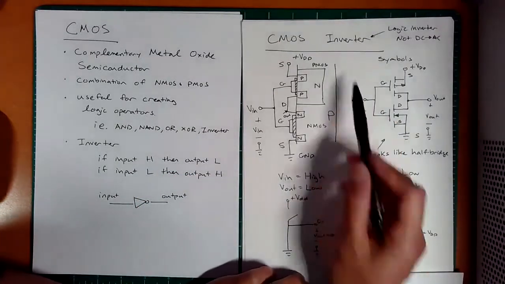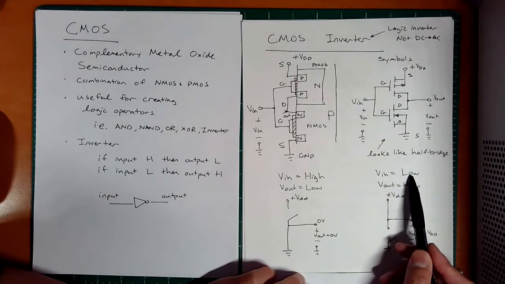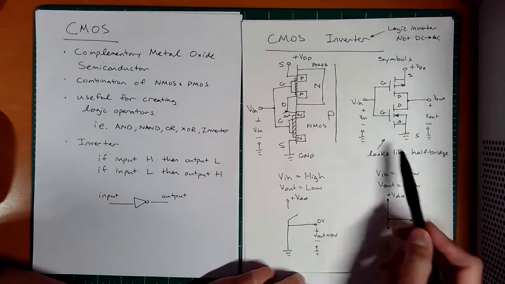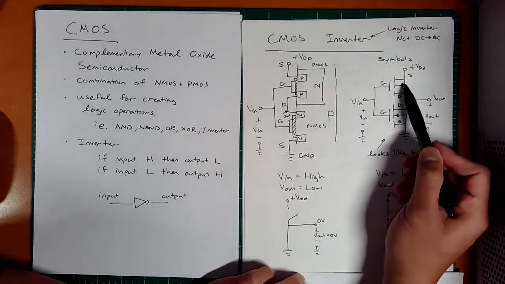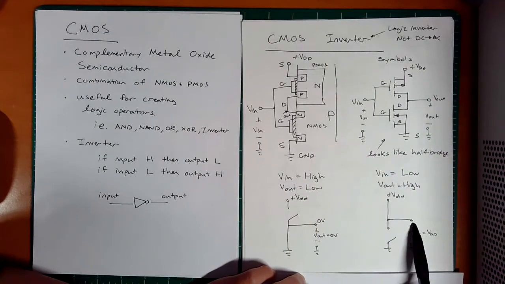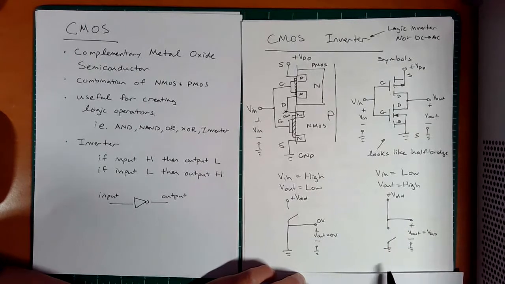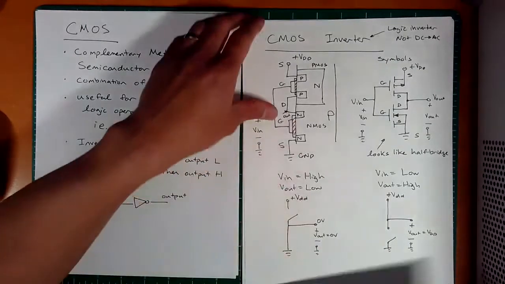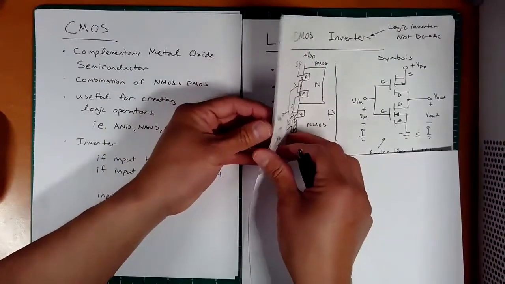The inverse is true when I have the logic input low. What's going to happen? It's going to turn on the PMOS. So this is going to be shorted essentially, and this is going to be open. And so now you can see the voltage on the output is brought up to high. Okay, not too bad. Let's go to the next one.